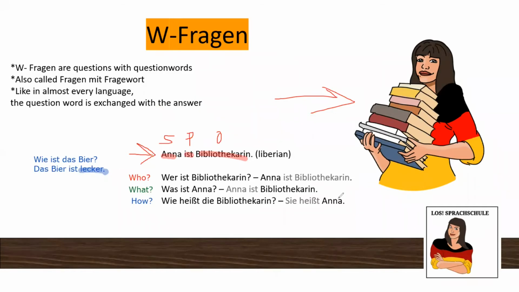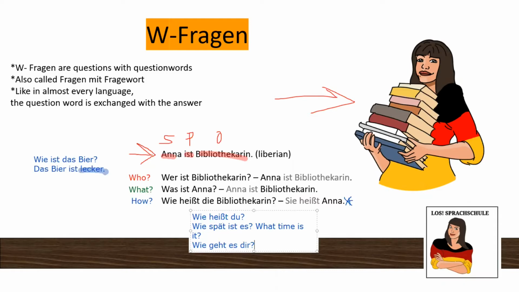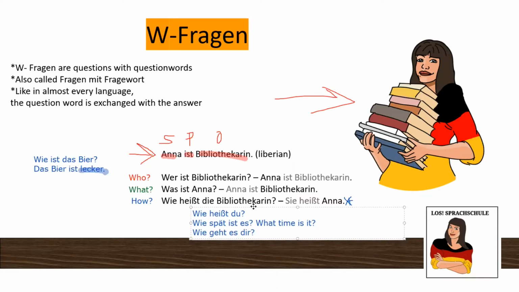The example, wie heißt, is an exception because this is how we say, how are you named? Wie heißt du? Wie spät ist es? What time is it? Wie geht es dir? How are you? Those are exceptions. You have to learn them like patterns. There's nothing else to do. Wie spät ist es? How late is it? Meaning, what time is it? And how is it going for you? So, how are you? So, don't be confused.